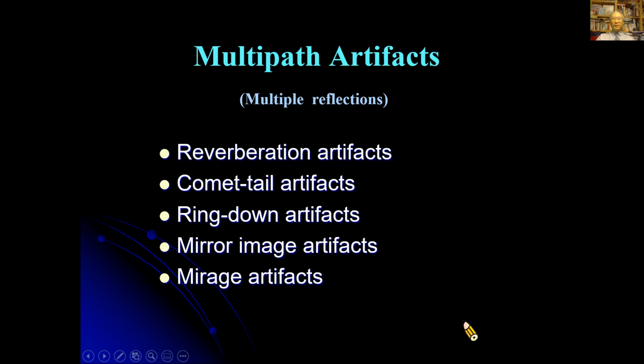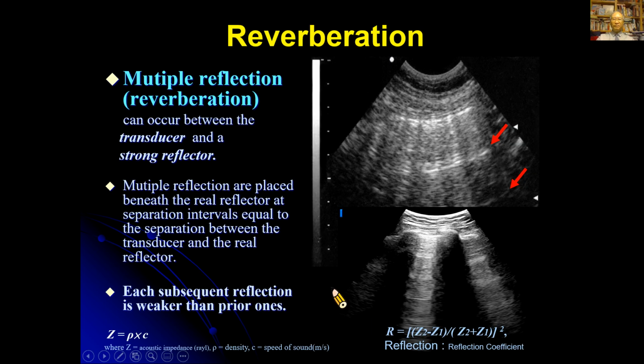Starting with the multipath artifact, multipath is a kind of multiple reflection. For example, reverberation artifact, comet-tail, ring-down, mirror image, and mirage artifacts are related to multipath. A typical example is just like this. When you scan the lung, you can see a lot of reverberation artifact.